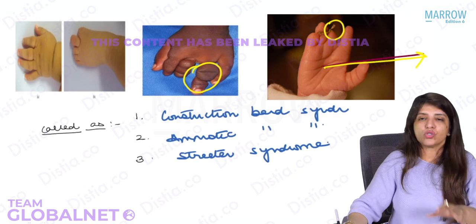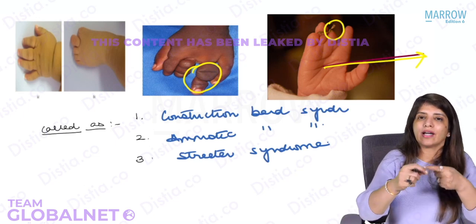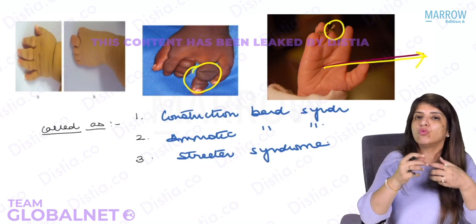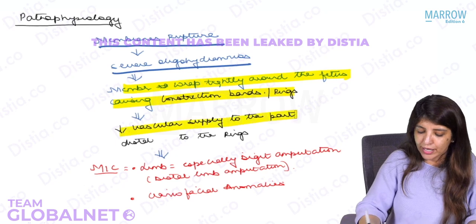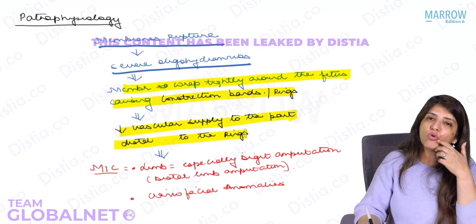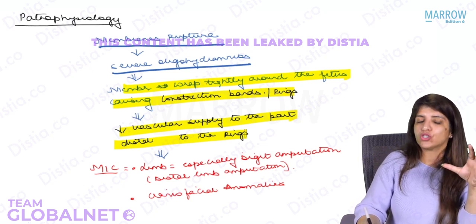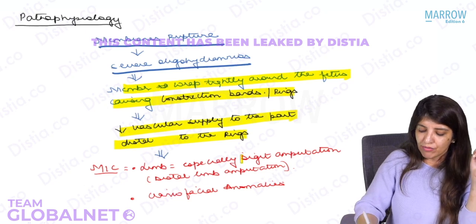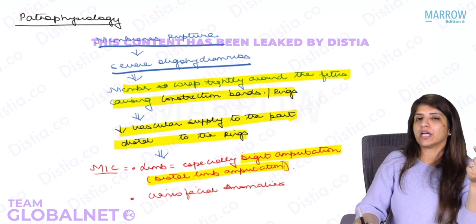So this is what a constriction band is, which is made up of these membranes which are tightly tying themselves around the fetus, so that there will be decreased vascular supply to the part distal to the ring, and this happens most commonly in the digits. So in case of constriction band syndromes, there will be digital amputation. So the distal part of the limbs gets amputated.